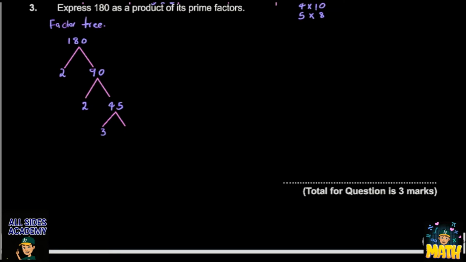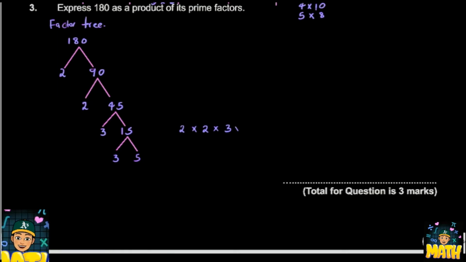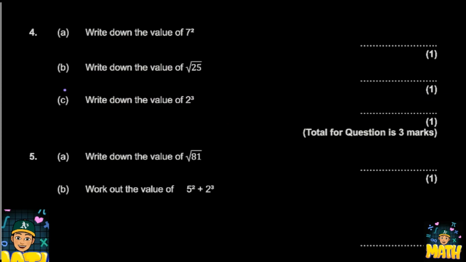So 3 times 15 gives me 45. 3 can still go into 15, so I'm going to write that down as 3 and 5. Having exhausted all those numbers, I'm going to list them down. So listing them down, it will be 2 times 2 times 3 times 3 times 5. And that way I have listed 180 as a product of its factors.